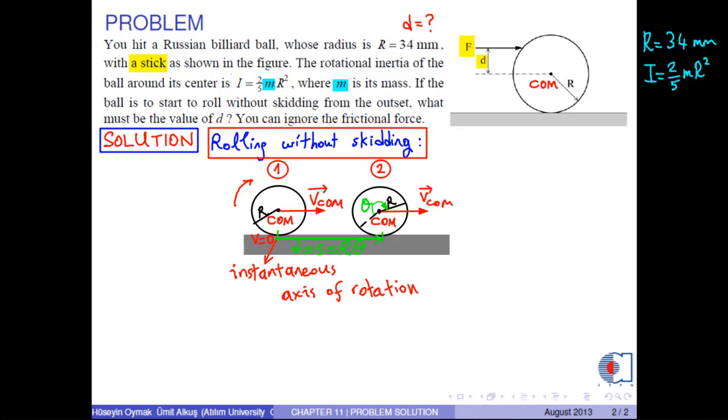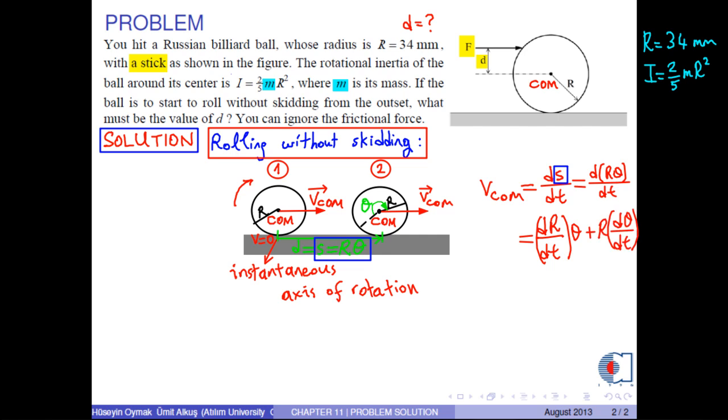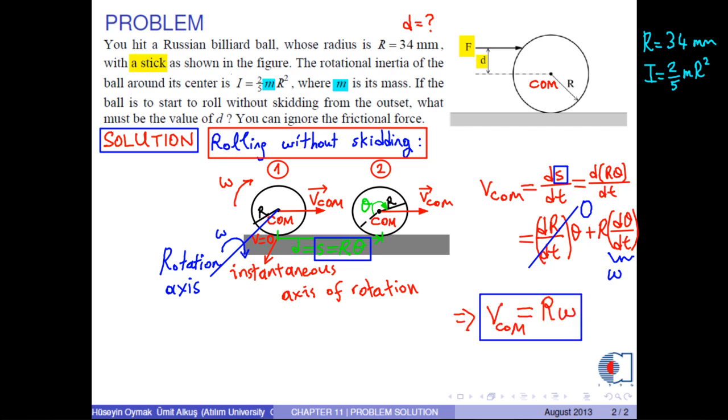The magnitude of the velocity of the center of mass is found by the first time derivative of the arc length, where s is r times theta. The derivative of the product r times theta is dr over dt times theta plus r times d theta over dt. Here radius r doesn't change, so dr over dt is 0. Here d theta over dt, omega, is the angular speed with respect to the rotation axis passing through the center of mass. As a result, the magnitude of the velocity of the center of mass becomes r times omega.